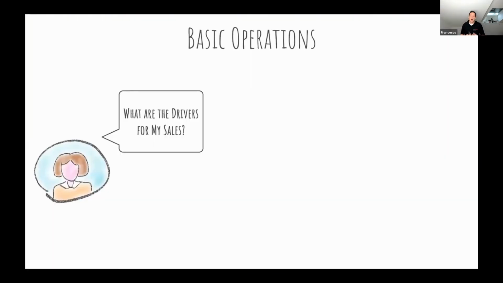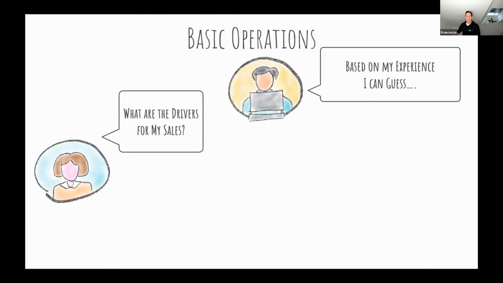For example, me as a business analyst, I want to understand what are the drivers of my sales. The old way of doing things was, well, I asked an expert, a colleague, and he would tell me that, look, based on my experience, I can guess that the drivers are A, B, C. For example, if you want to sell gelatos, if you ask an expert in Europe, he will tell you that if you sell gelatos during June, July, August, and September, your revenue will be higher than the rest of the year. The problem with this is that it is related to personal bias. We saw in the presentation before how personal bias can change the shape of the data and cannot represent the reality.